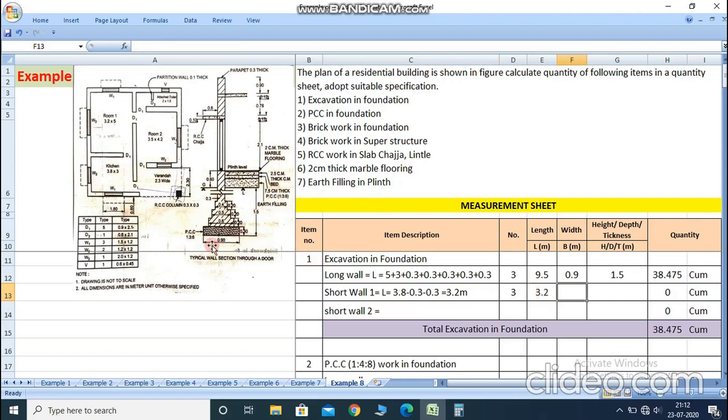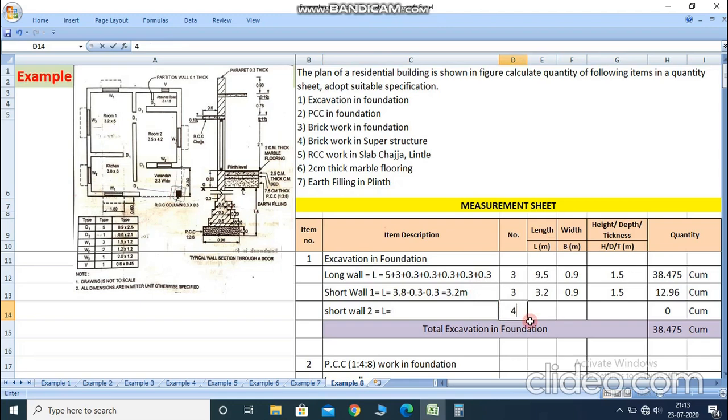Now the width of the excavation is 0.9 meter, already given in the figure, so 0.9 meter as the width, and the depth of the excavation is already given in the section part, so 1.5. We take it from the section part. Now we take short wall 2. The short wall 2 length is equal to, so for short wall 1 there were 3, and in the veranda part foundation excavation is also required. So the total is 4.